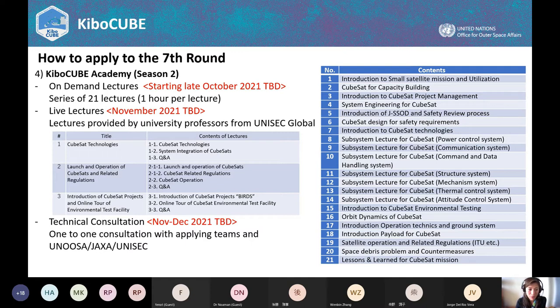So this is KiboCube Academy Season 2. We have three types of different activities under KiboCube Academy Season 2. One will be on-demand lectures, so we hope to start this later in October. It will be a series of 21 lectures that are pre-recorded, so you will be able to access the lectures anytime and have a one-hour lecture on the contents that you see on the right-hand side. We will have the initial 15 lectures coming up, hopefully in late October, and then the next 15 to 21 will be provided next year.